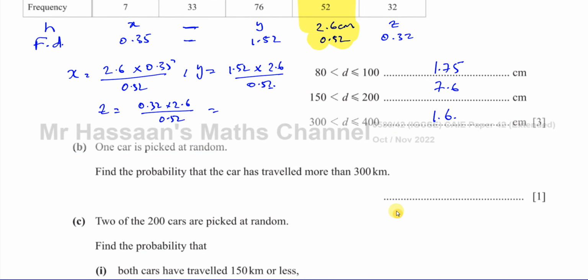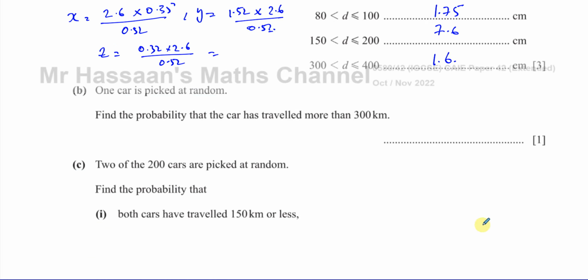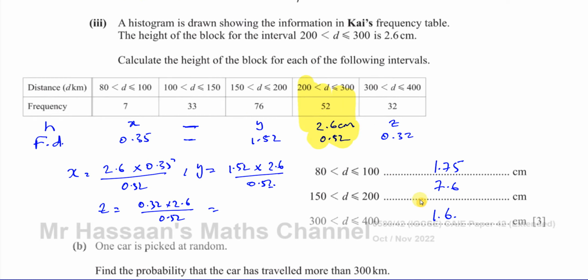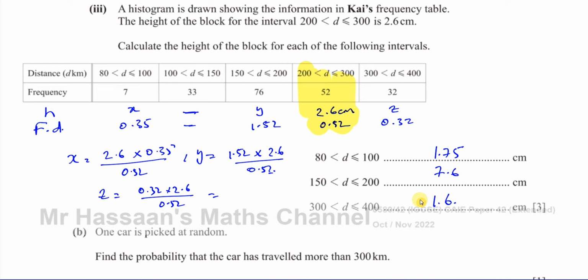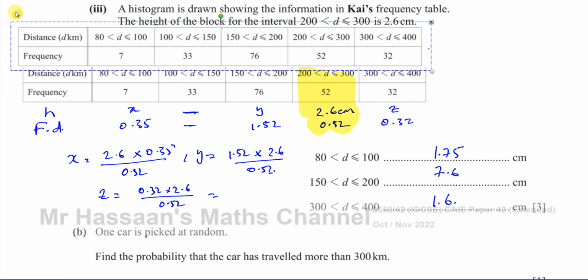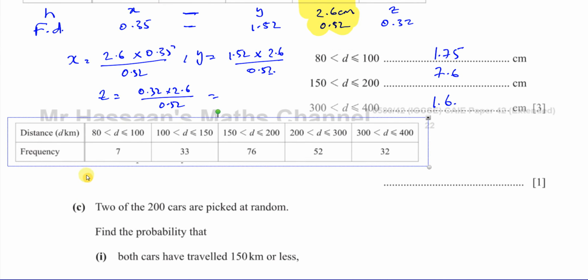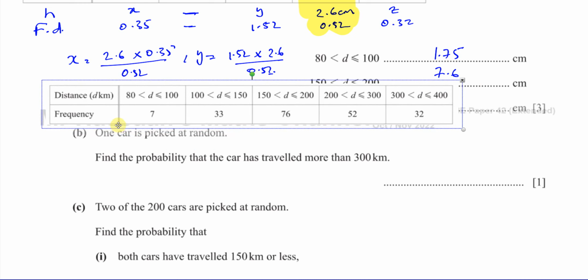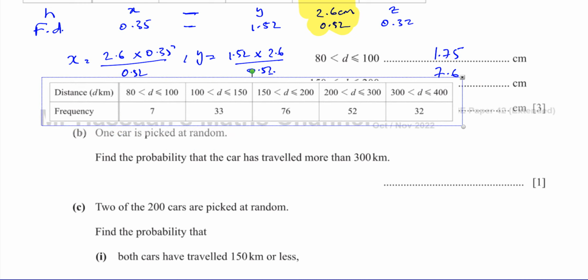Now for part B, it says one car is picked at random. Find the probability that the car has traveled more than 300 kilometers. Let me just copy this so we can see it next to the questions. I'll put it up here. So one car is picked at random. Find the probability that this car has traveled more than 300 kilometers.